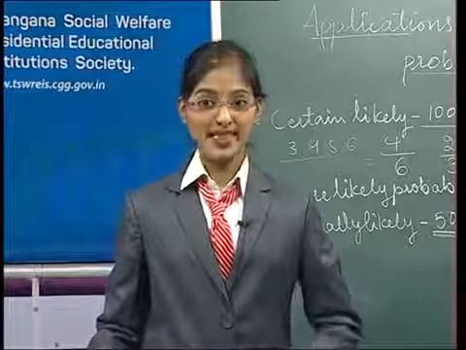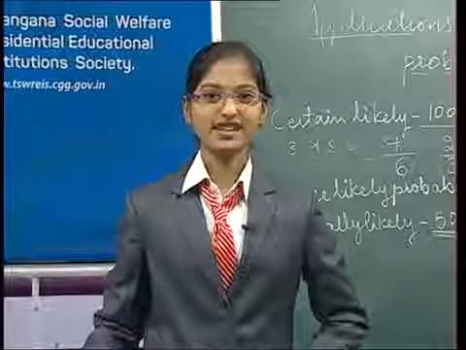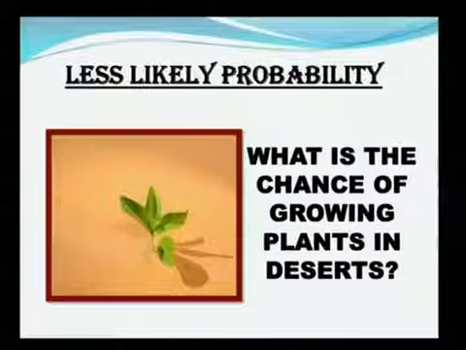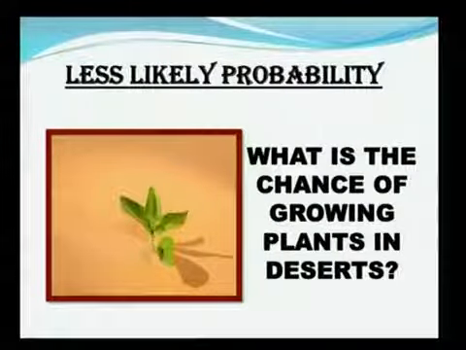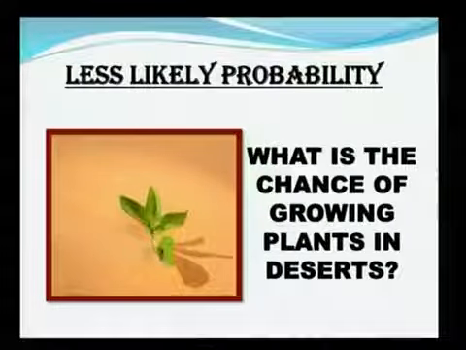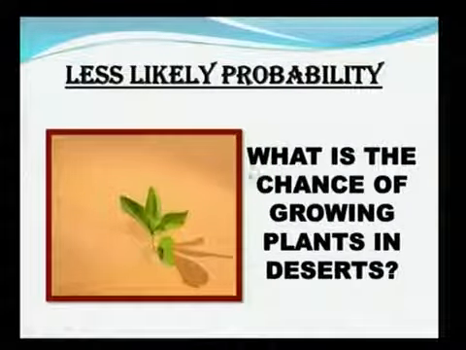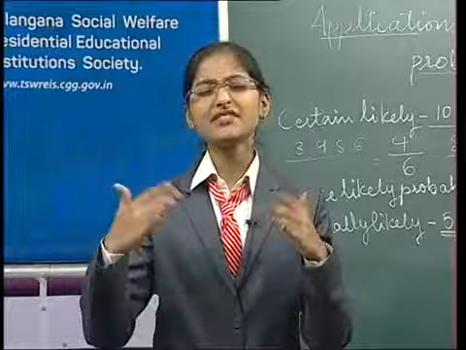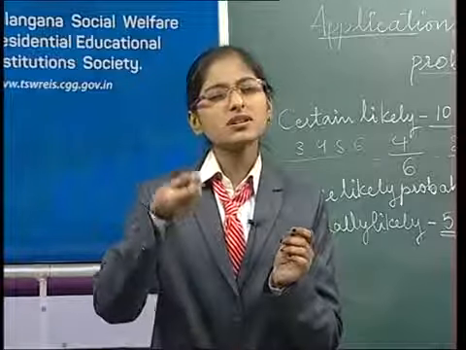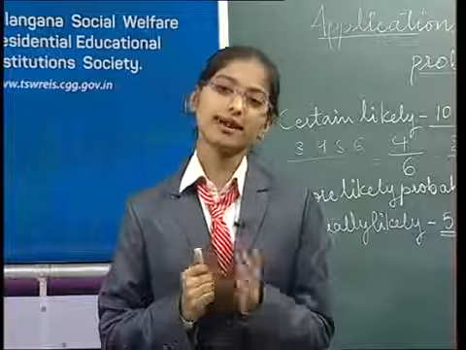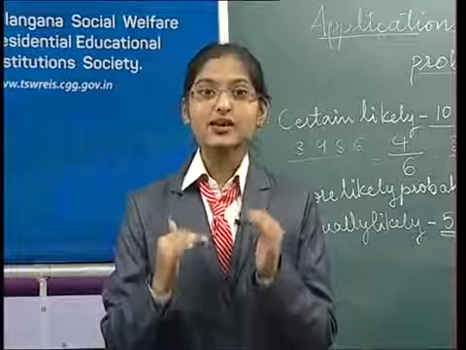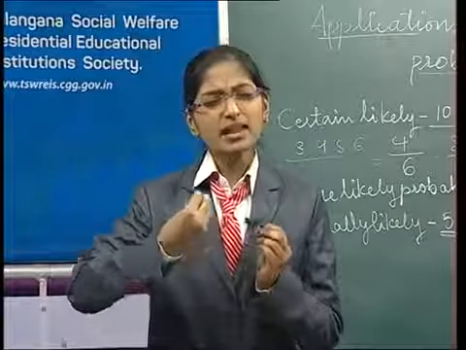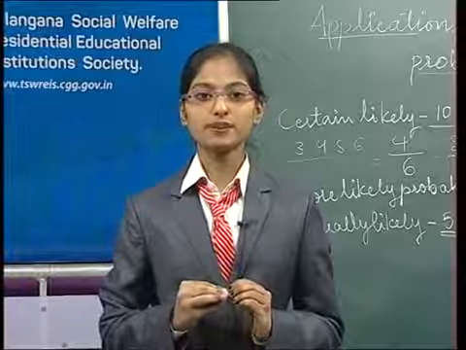And I am going to show you another example here. What do you see in the picture? Yeah, there is a plant in the desert. Can plants grow in a desert? No, obviously there is no vegetation in a desert. So, what is the chance for growing plants in deserts? Actually, we don't find vegetation in the deserts. So, only a small amount of plants will grow in deserts. So, it is called less likely probability. I mean the probability which occurs very few times is less likely probability.